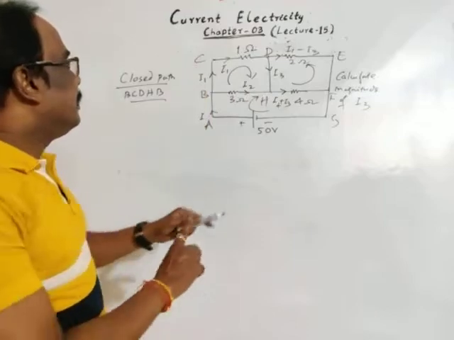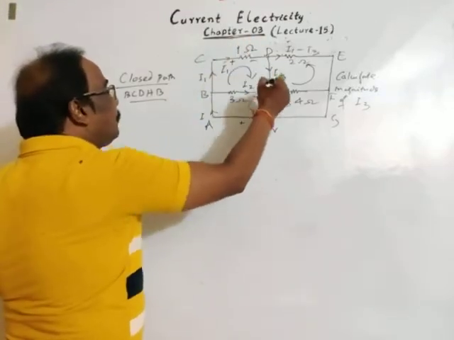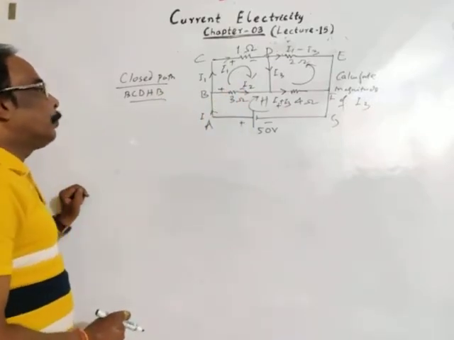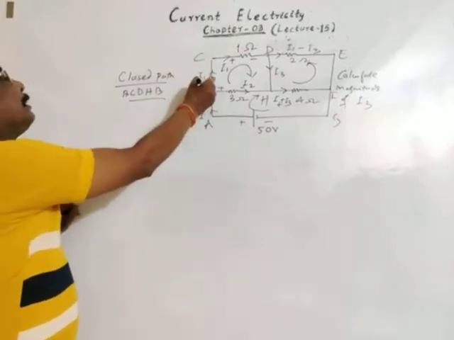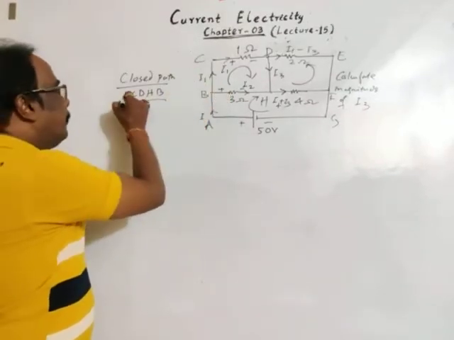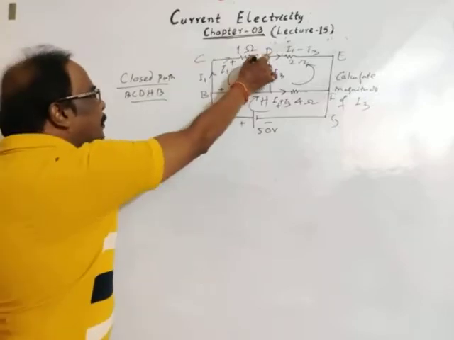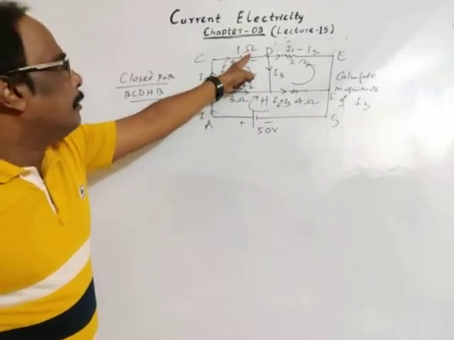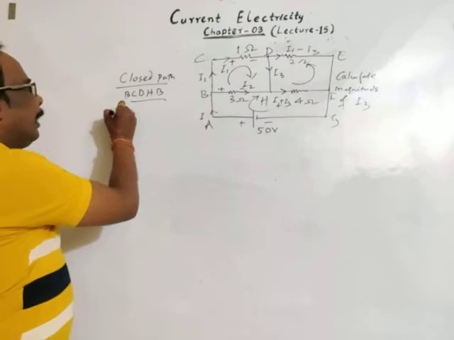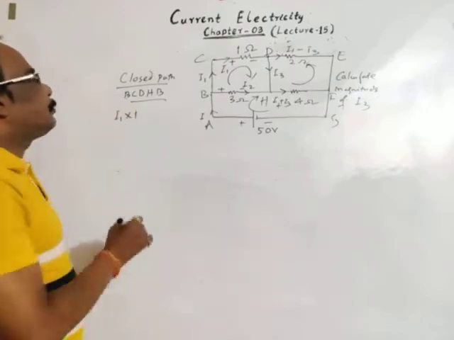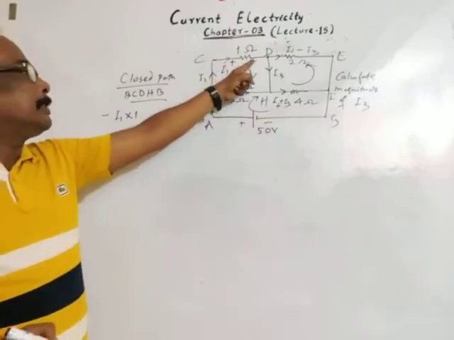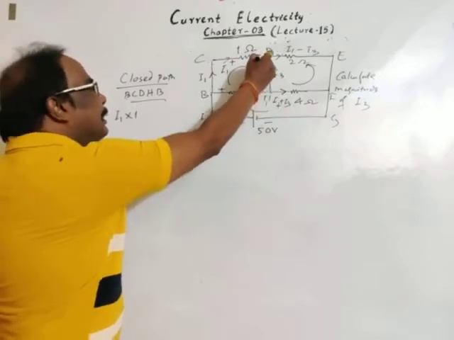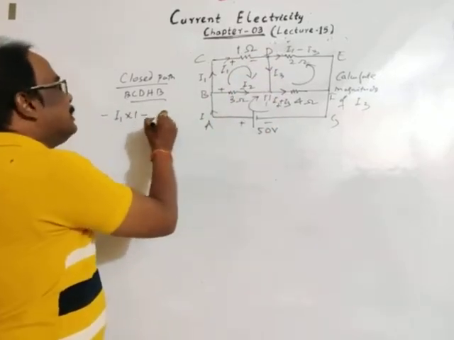B C D H B. Current flows from high potential to low potential. Current is flowing along this branch from high potential to low potential. From B to C, there is no load, there is no potential drop. B to C, 0. Then from C to D, from high potential to low potential, current is I1, resistance is 1 ohm. So minus I1 into 1 ohm, this is minus from high potential to low potential. And from D to H, there is no resistance.